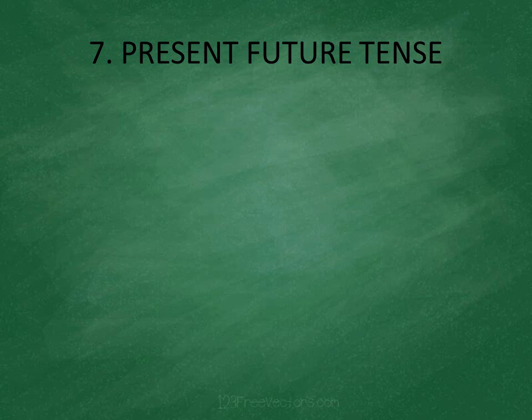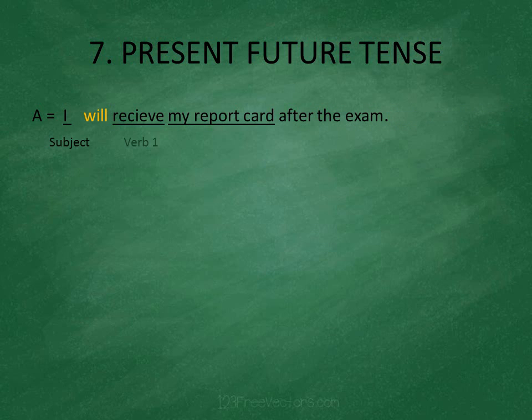The seventh is future tense, used to say something that will be done in the future. For example, I will receive my report card after the exam. Exchange the subject and the object, also change the verb into verb 3.